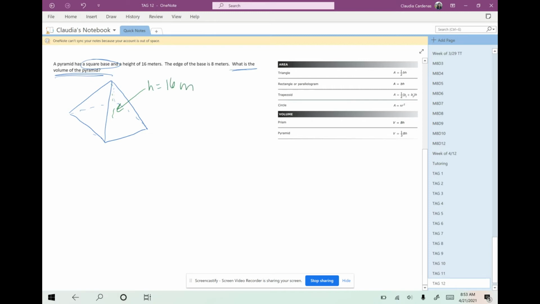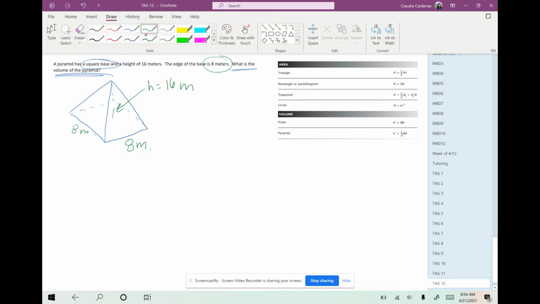And then we also know that the edge of the base is 8 meters. So if this side is 8 meters because it's a square, what do we know about the other sides? They are also 8 meters as well. Now that we have indicated this in our drawing, let's go ahead and see our reference chart for the formula for the volume of a pyramid.